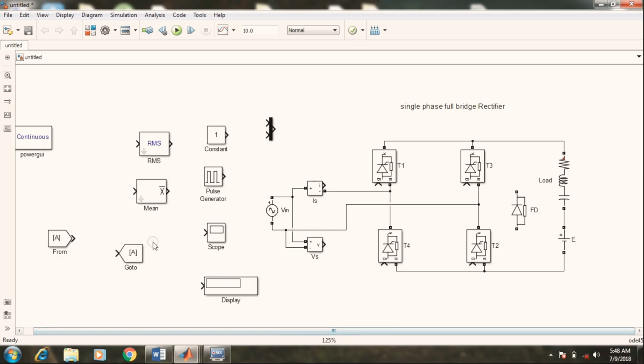Next I want load current and load voltage. So you press control and then you can copy this and place it here. Then leave control. Let this be V0. Next I want to see load current. So delete it. Control, right click and place it here. And this is to be connected in series.